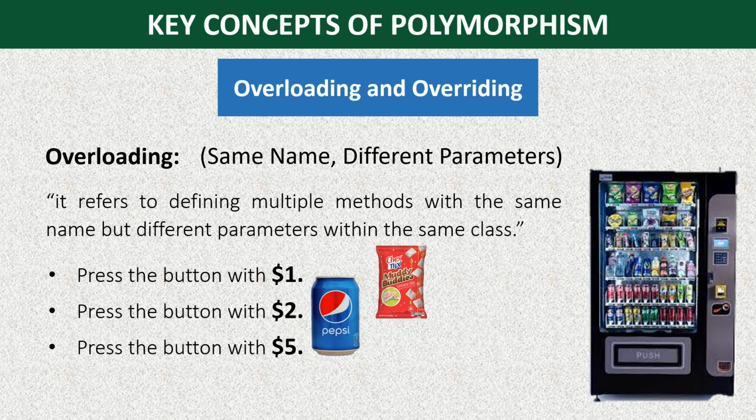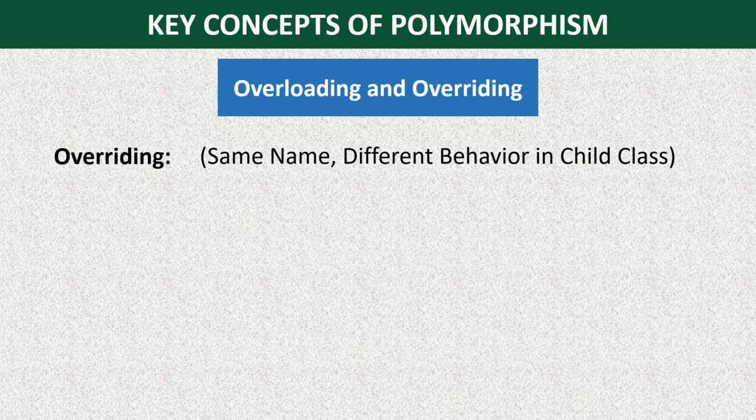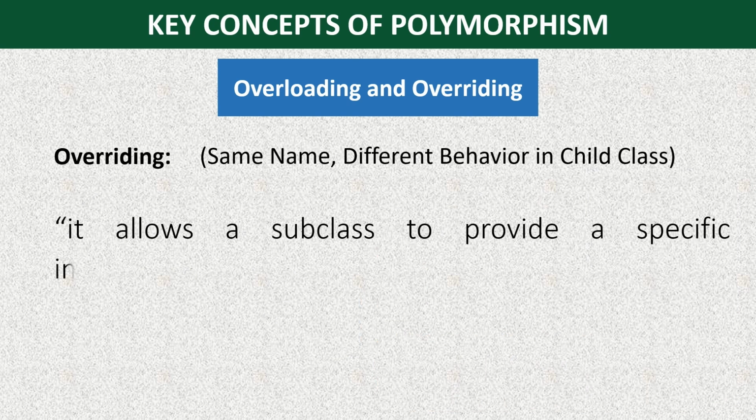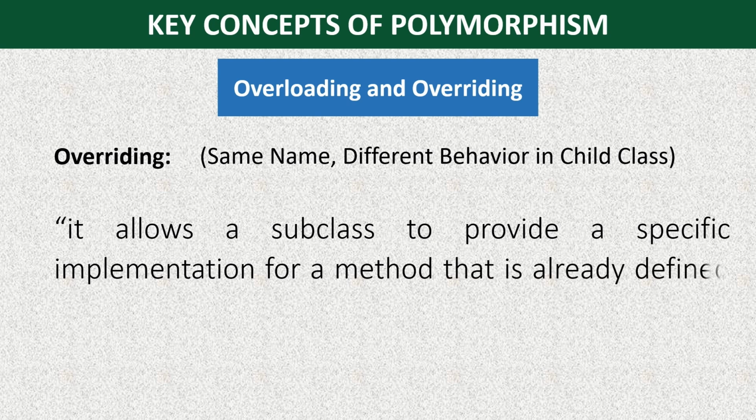If you press the button with $5, you get a combo meal. Even though the button action is the same, it works differently based on the input. Our next topic is overriding. It allows a subclass to provide a specific implementation for a method that is already defined in its superclass.